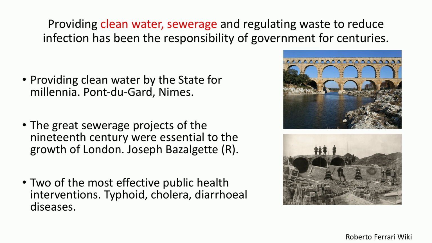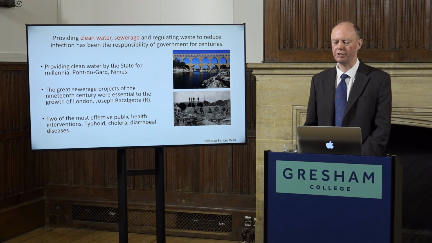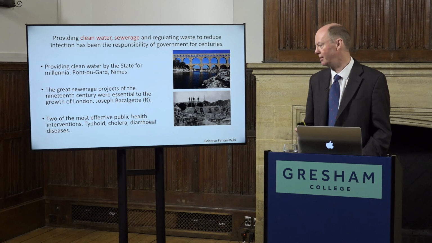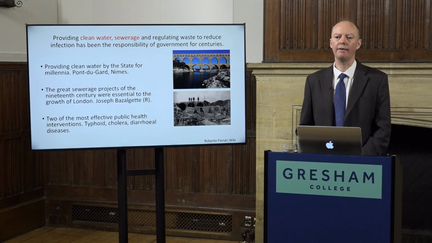But for London, probably the most important development of this, and one of the great things of the 19th century, was the provision of clean water and, above all, sewerage in London. This is what allowed the growth of London and stopped many of the huge epidemics and the major endemic diseases, such as typhoid, cholera, and diarrheal diseases. And I've illustrated this with Joseph Bazalgette, who was responsible for much of this, and one of the great sewers of London that he helped to have constructed.